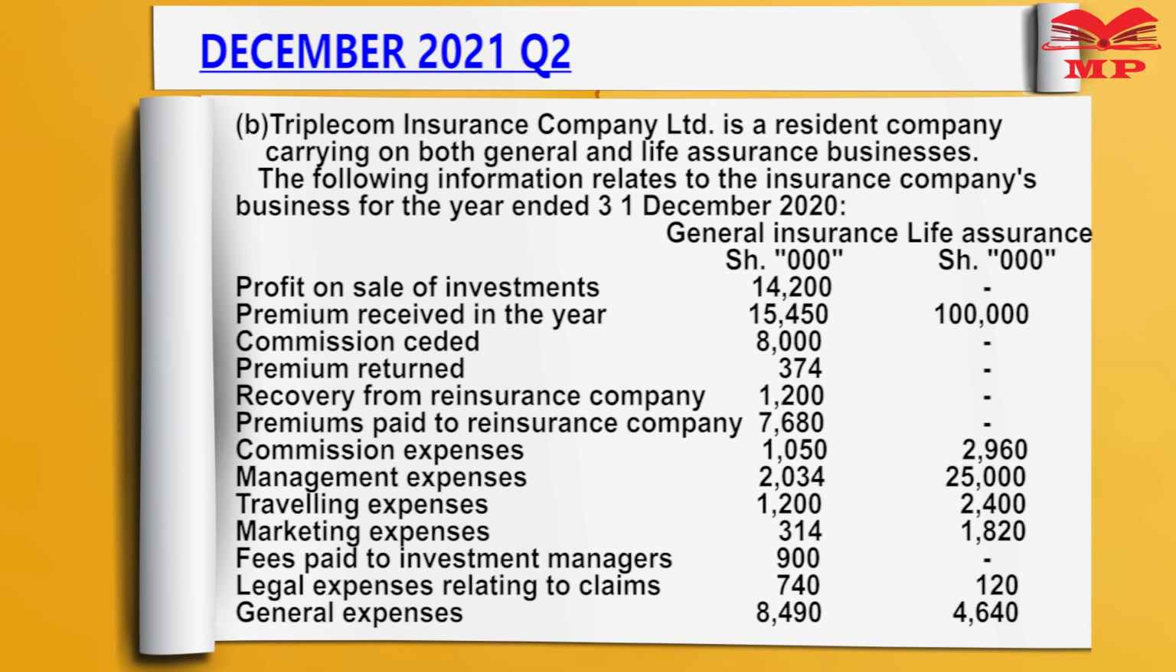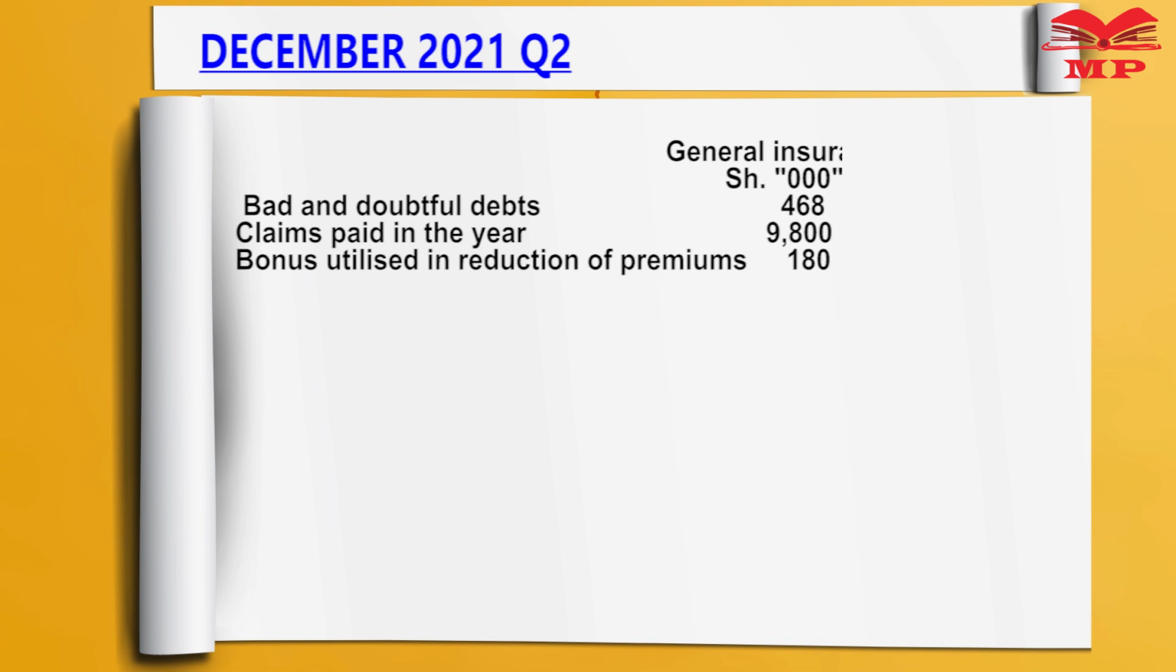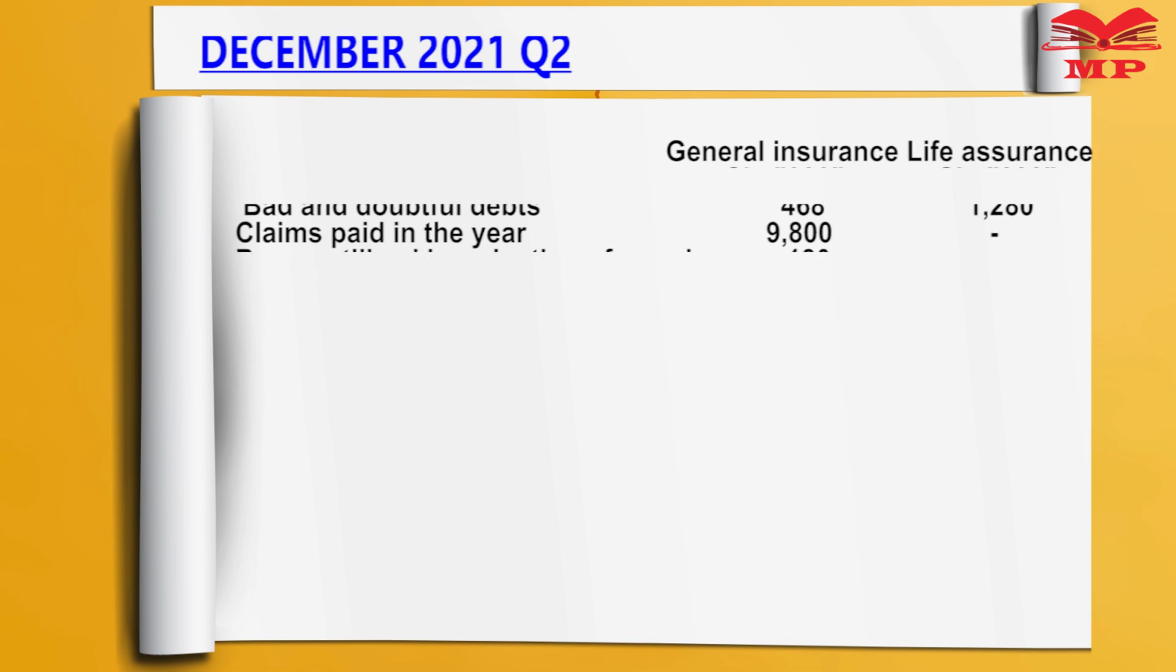We have premium received in the year, commission ceded, premium returned, recovery from reinsurance company, premiums paid to reinsurance company, commission expenses, management expenses, traveling expenses, marketing expenses, fees paid to investment managers, legal expenses relating to claims, general expenses, bad and doubtful debts, claims paid in the year, and bonus utilized in reduction of premiums. Additional information 1.